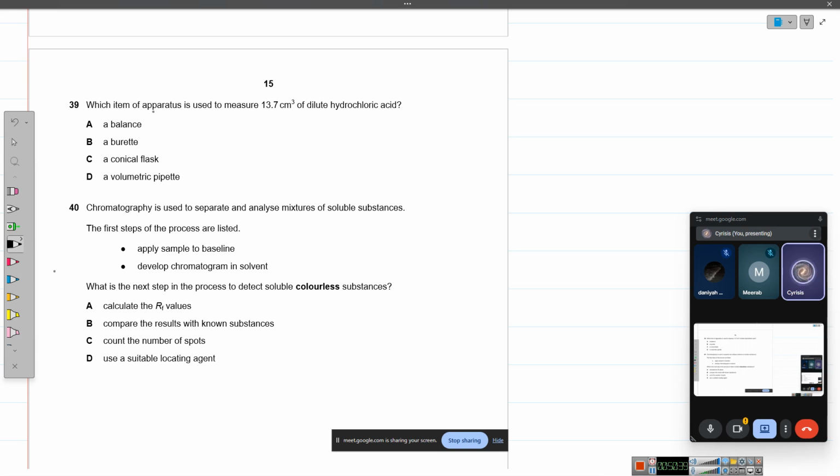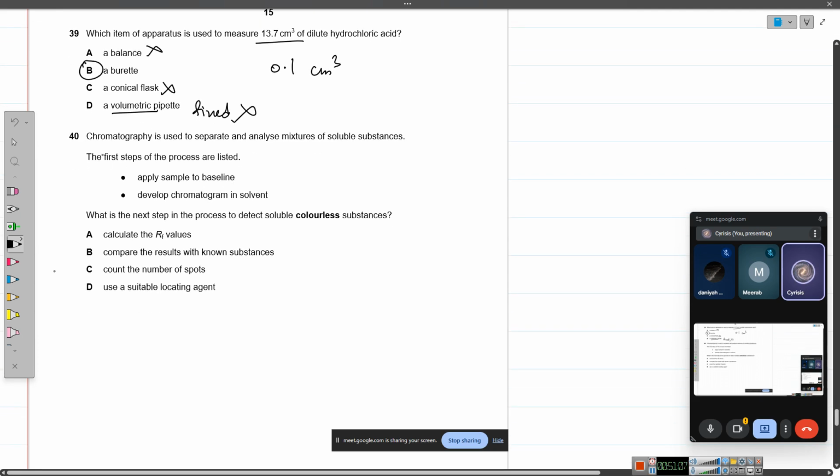Which item of apparatus is used to measure this much dilute hydrochloric acid? Now keep in mind it is 0.1, right? So conical flask. Why would the conical flask be used? Volumetric, that means it's a fixed volume. It cannot take decimal values. That's wrong. A balance, why would we use a balance for volume? So burette is the only one, right? And burette can measure up to 0.1 cm³, right? The others cannot. This has higher precision as well.